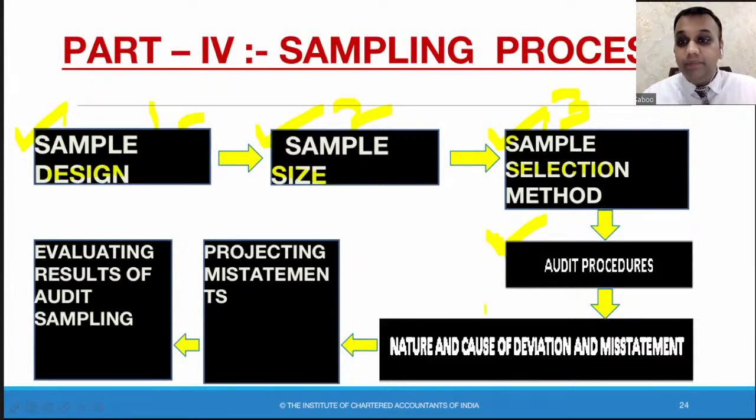In the next step, we'll see the nature and cause of deviation and misstatement. If there are any deviations from what should have been the original position, and if there are any misstatements, we'll consider their nature and causes. Then, as per the results obtained on the sample, we will project it to the whole population and finally evaluate the results based upon audit sampling. So let's move ahead. This was the sampling process.